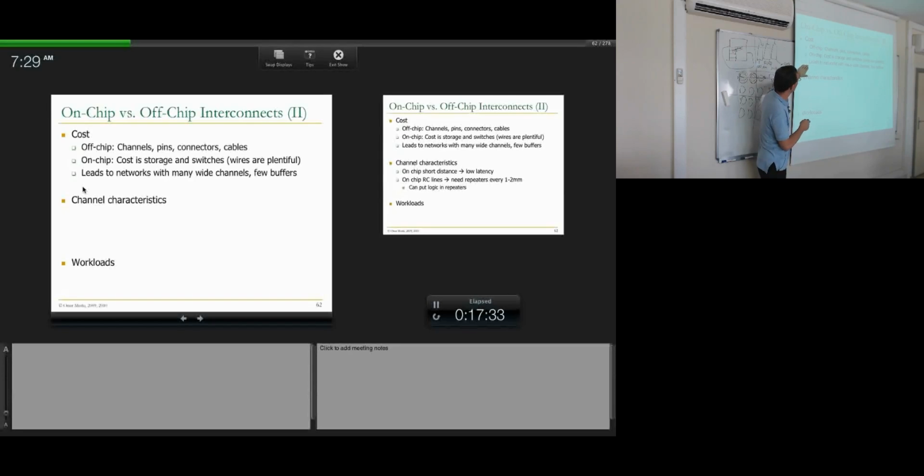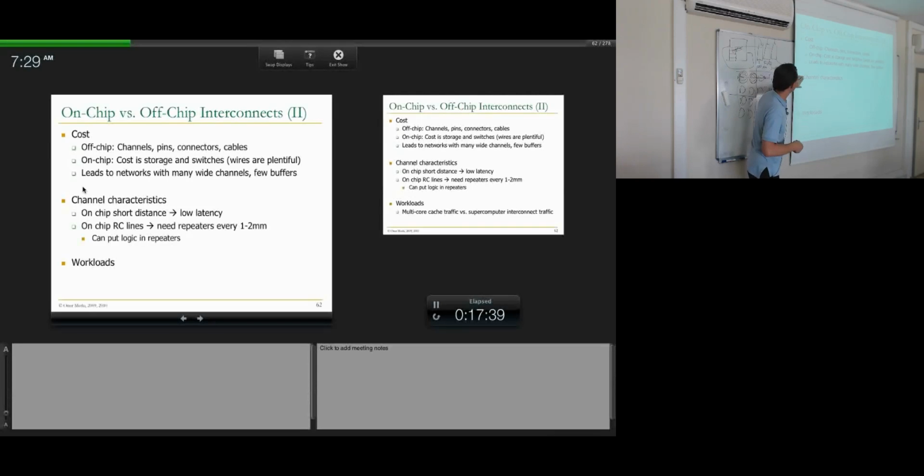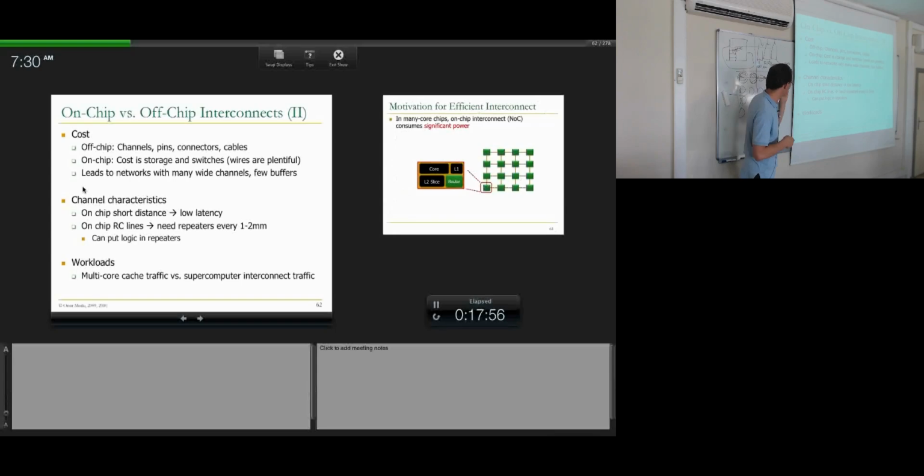So this leads to networks with many wide channels and few buffers, or perhaps should lead to those networks. Channel characteristics are also different. On chip, you have short distance, which means that you have low latency. But also on chip, RC lines need repeaters every 1 or 2 millimeters. Right? But you can also put logic in repeaters. So there are advantages and disadvantages over here.